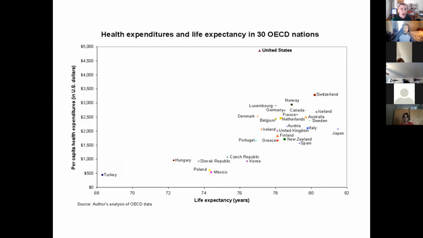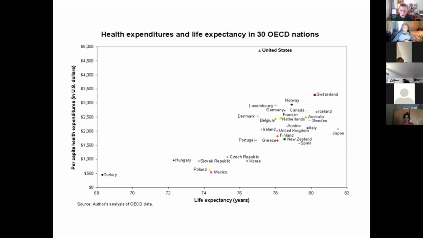What you're seeing is a scatter plot of 2 variables. On the bottom axis, the x-axis, the horizontal axis, is life expectancy in years. On the vertical axis, the y-axis, is per capita health expenditures in US dollars. Our units of observation here are countries. This is the title of this graph: health expenditures and life expectancy in 30 OECD nations. So you've got 30 observations here.